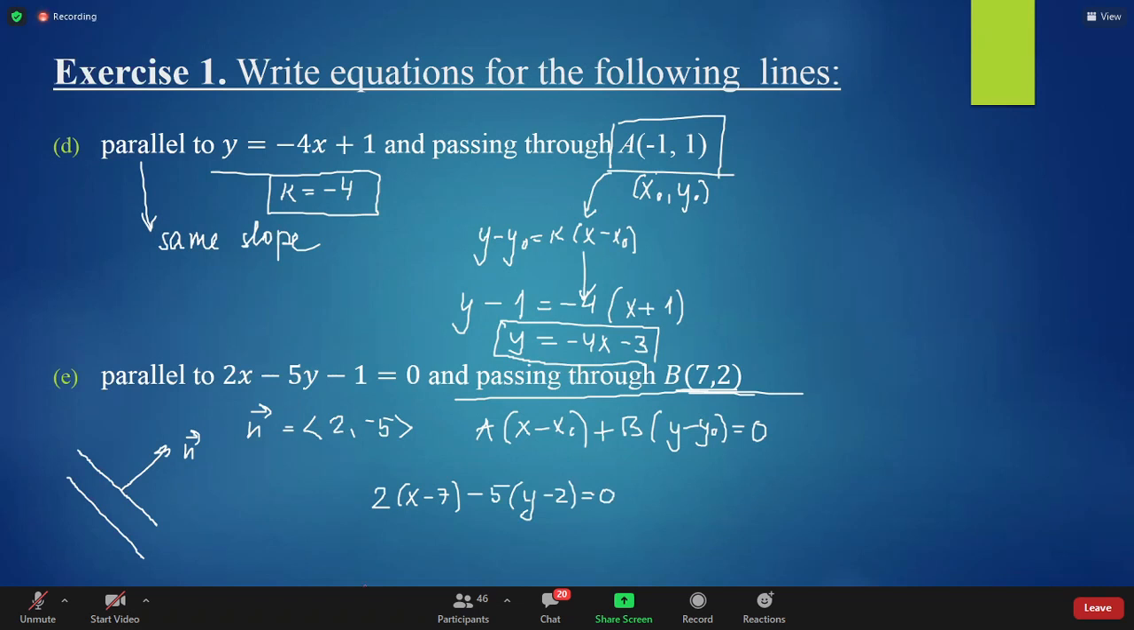It tells me that the normal vector is 2, minus 5, and it tells me that 7, 2 is a point on this line. So I don't need to simplify it because it gives me information, but I can. So 2x minus 5y, and this would be minus 14 plus 10, that's minus 4. So I can take this form, or I can take this general form of equation.